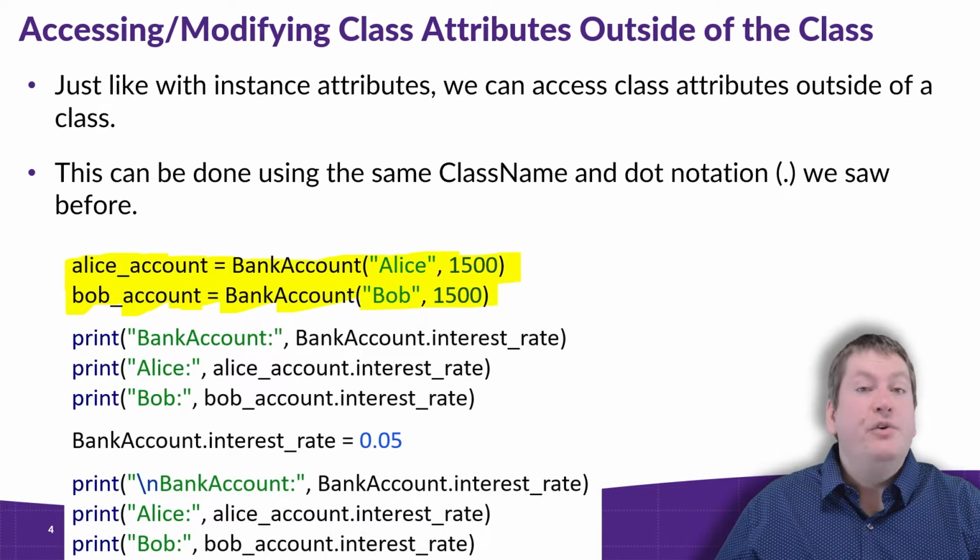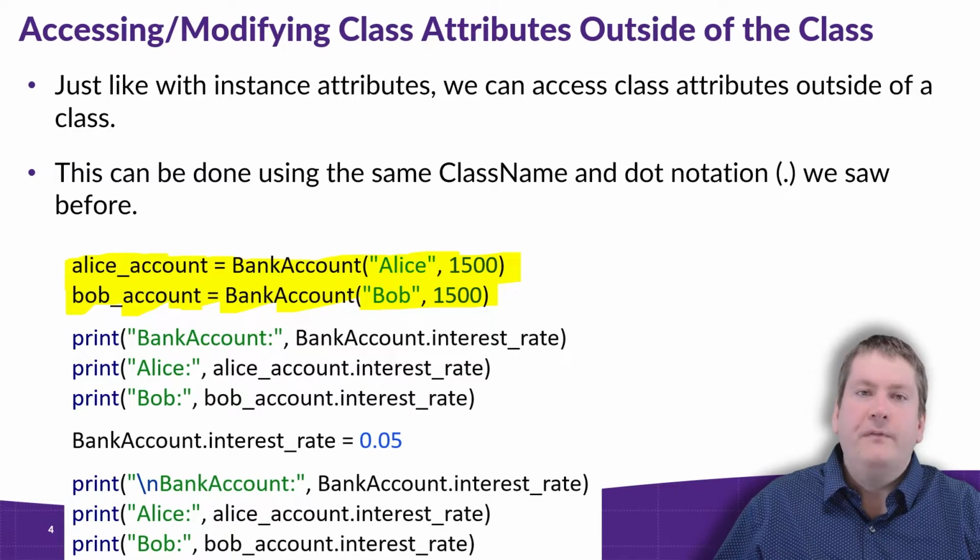And here we're making two instances of that bank account class that we just saw. The first one is going to have an owner of Alice and a balance of 1,500. The second is going to have an owner of Bob and a balance of 1,500 as well.